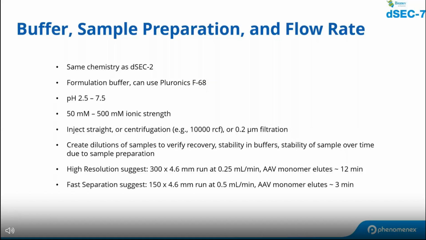For high resolution separations, I would suggest using the 30 centimeter long column at a flow rate of 0.25 mL per minute, where the AAV monomer elutes at 12 minutes. For fast separation, I would suggest utilizing the 15 centimeter long column and running at 0.5 mL per minute, where the AAV monomer would elute at 3 minutes.